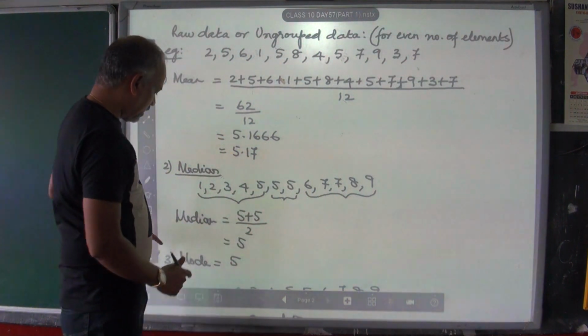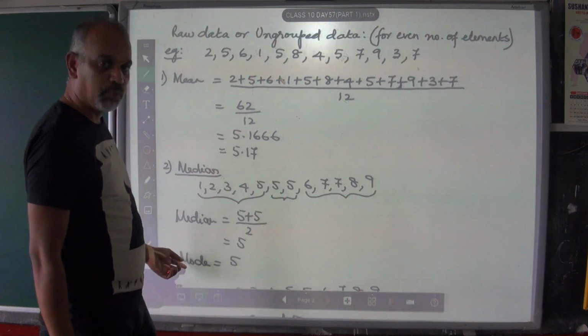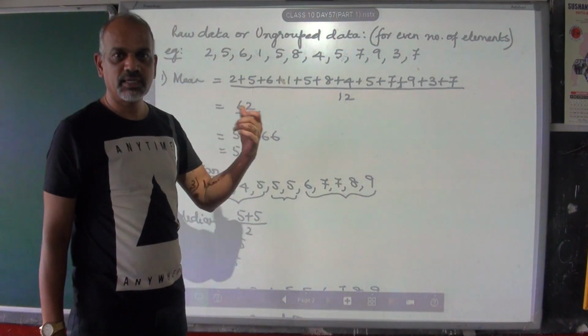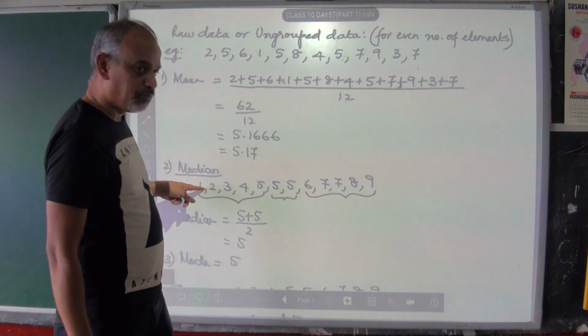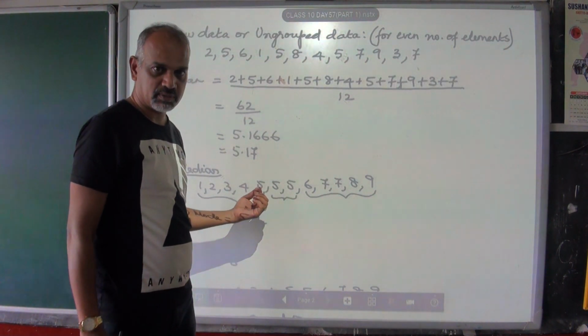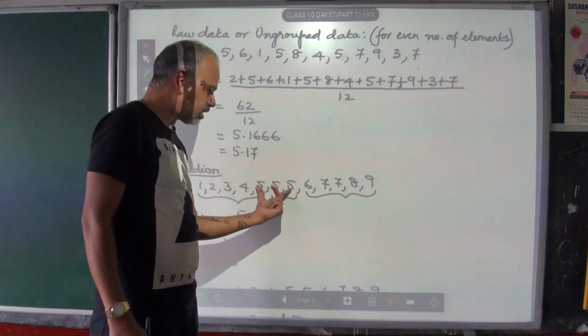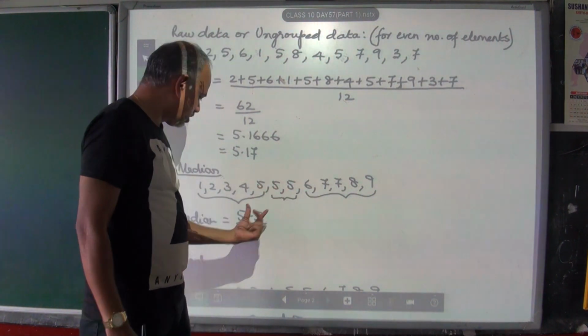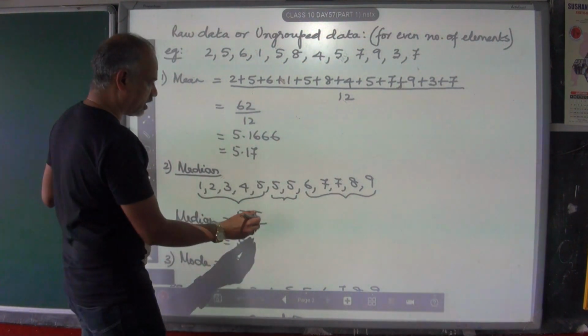Okay. The third quantity that you can find is called mode. Mode means the number that occurs frequently. If you look at this data, which number occurs frequently or which number occurs most number of times? You will see 5 occurs 3 times, 7 occurs 2 times, this occurs most number of times, therefore mode is 5. I have also given one more example.